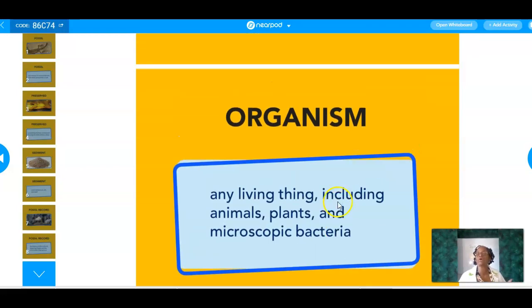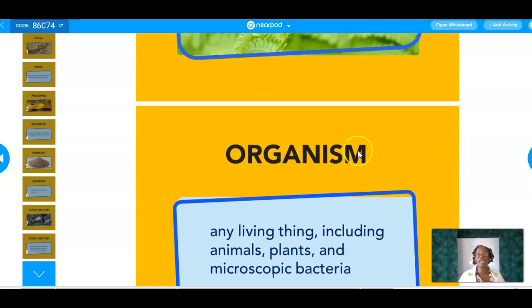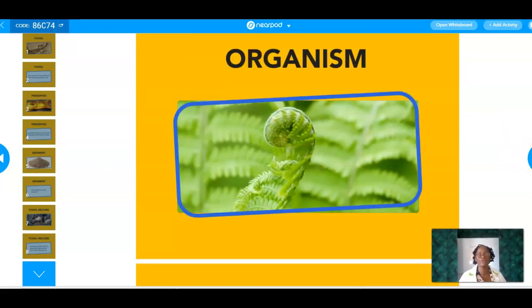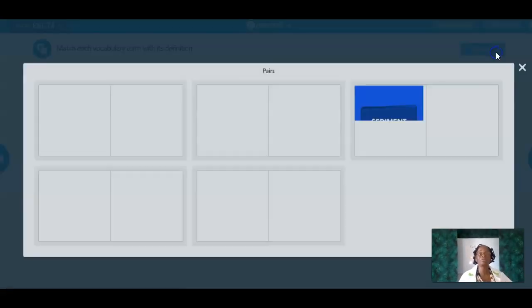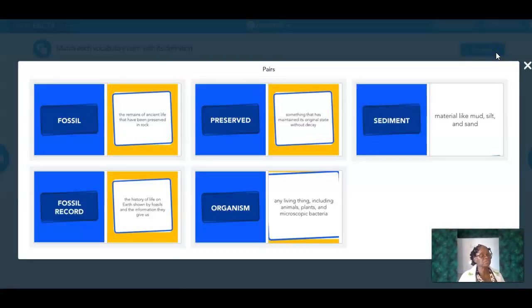You can add or take away what you don't want, add even more if you like, and you can get the pictures from wherever you'd like. And after we've had some time to spend with that, you would then have the students match the vocabulary. The pairs here, as you can see, came straight from the slides that we have.